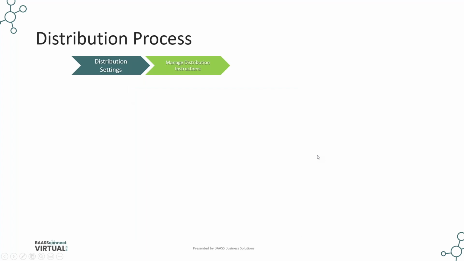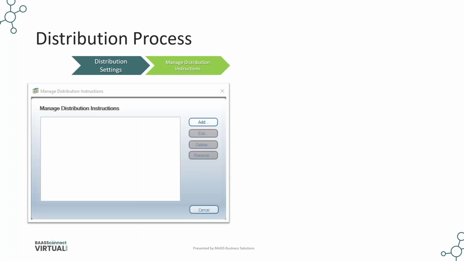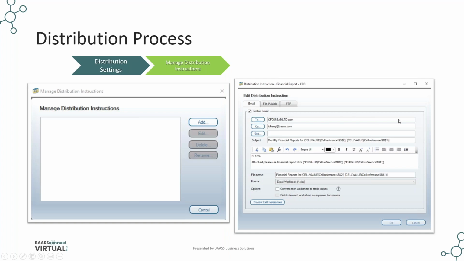And next, we would go into manage distribution instructions. For each instruction, we would choose how we would like to distribute the report. We can choose email, we can choose file publish, we can choose an FTP site, and then we would fill in the details such as the recipient of the email, the file name, and we can choose the file type, the format if we want it to be in Excel, PDF, or HTML. We also get to choose if we would like to send the reports as static values, which means they would be sent without the underlying data.